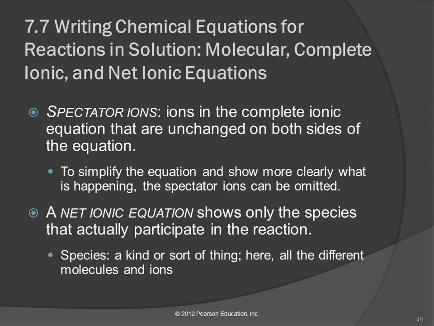So we do a complete ionic equation, and when we look at it, we find that there are some ions that don't get changed. There's maybe a chloride ion present as a reactant and a chloride ion present as a product. Nothing happened to it. We call those spectator ions because they're just watching the reaction.